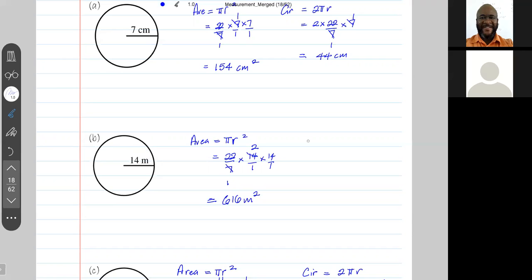All right, so the circumference is equal to 2 pi r, which is 2 times 22 over 7, which is pi, times r, which is 14. 7 into 14 goes 2.